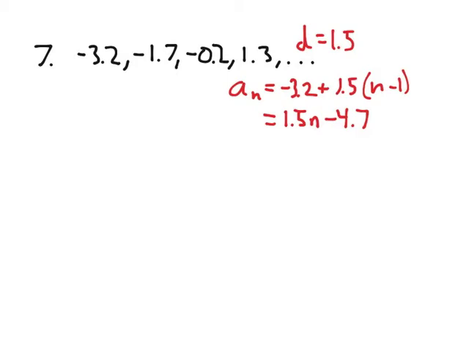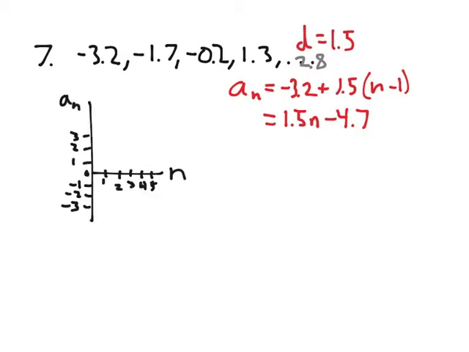Now let's find the 5th term, which is 1.3 plus 1.5, or 2.8. And let's draw the graph. Again, our axes are n and a sub n. Now I've chosen a scale, and I can plot the points. When n is 1, the first term is negative 3.2. When n is 2, it's negative 1.7. When n is 3, it's negative 0.2. When n is 4, it's 1.3. And when n is 5, it's 2.8. And we can draw the line if we choose to do so.